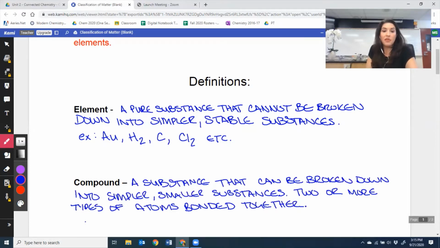Some examples of a compound could be like water, H2O. You have two atoms of hydrogen, one atom of oxygen. They're bonded together, but they could be broken down into simpler, smaller pieces. You could just have oxygen, or you could just have hydrogen. So with compounds, we're typically looking at things that are on the molecular level.